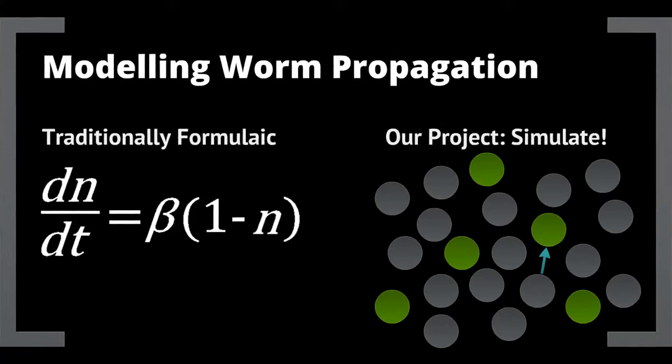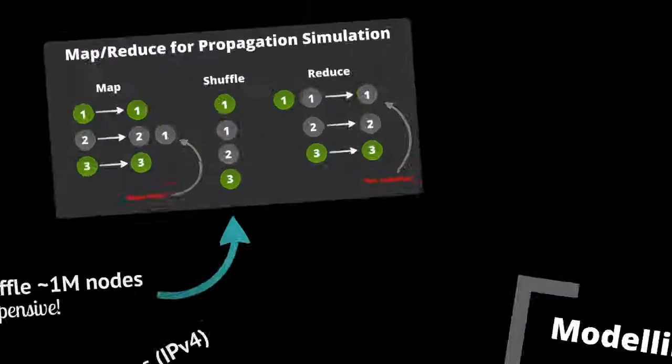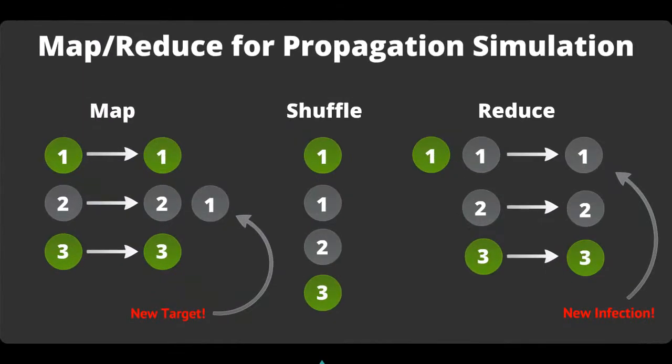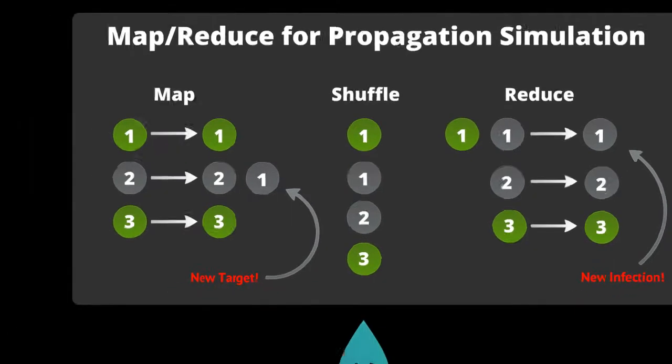And so this worm propagation thing has been well researched, but historically has been formulaic in nature. By contrast, our work looks to model this propagation via simulation. Specifically, we've leveraged the MapReduce approach to simulate worm propagation via the technique illustrated here. Infected nodes indicate new targets during mapping, and these attacks are resolved during reduction.